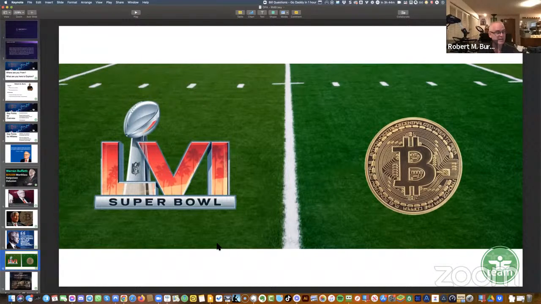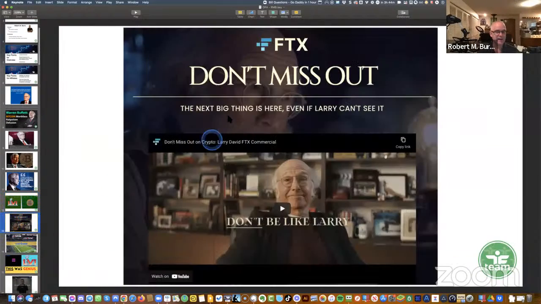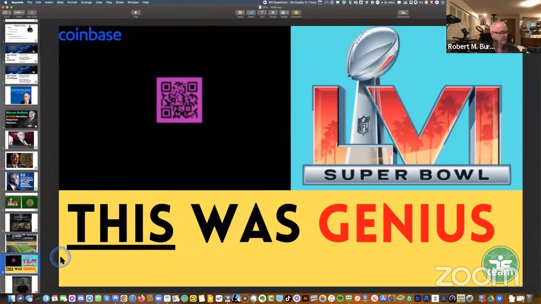All over the world, we're seeing a huge amount of adoption or advertising of crypto. On the Super Bowl, FTX advertised on the Super Bowl with Larry David, a very popular star. Coinbase put an ad on there. They said, if you don't have a Coinbase account, you scan our barcode, we're going to hand you $15. Thanks for coming. It was so popular, it crashed their server.